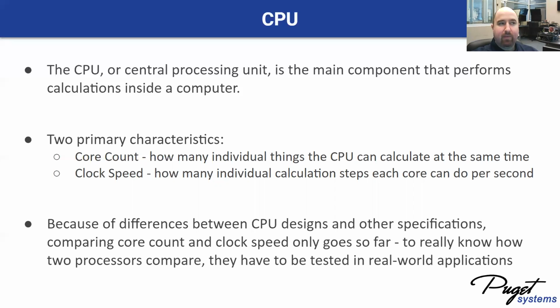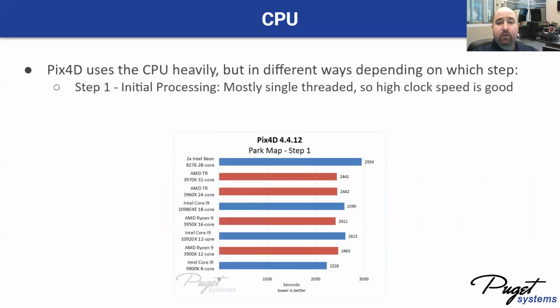But because there's different manufacturers, Intel and AMD and others, and there's also different generations of CPUs and different architectures, you really can't use just those two data points to compare things unless you're looking very specifically within one family and one generation. There, it can make sense to compare core count and clock speed, but beyond that, what you really need to do, and what we do a lot of here at Puget Systems, is actually testing the software that you want to run on different hardware configurations and measuring how it performs. So with that in mind, let's look at what Pix4D does with the CPU.